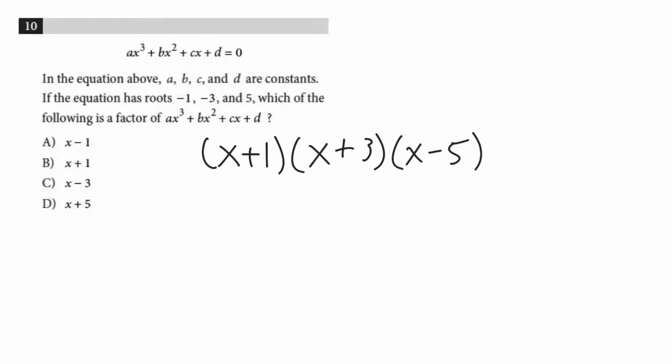It doesn't even really matter what the expression is or what those coefficients are, if they're real, if they're just numbers, it does not matter. But we know that one of these is going to be a factor at least, and we see that B, x plus 1, is the only one that matches up.